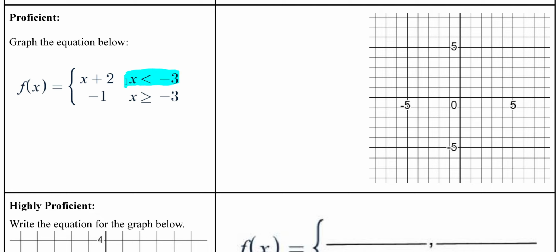Let's first look at where x is less than negative 3. So negative 3 is right here. I'm going to go ahead and mark where the values of negative 3 are visible on this graph.